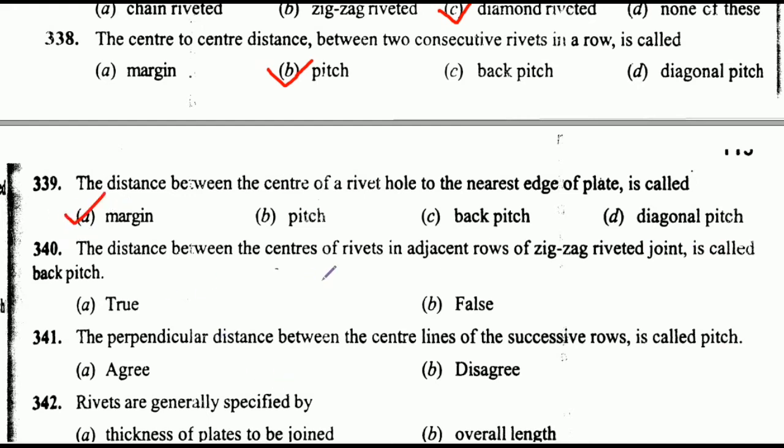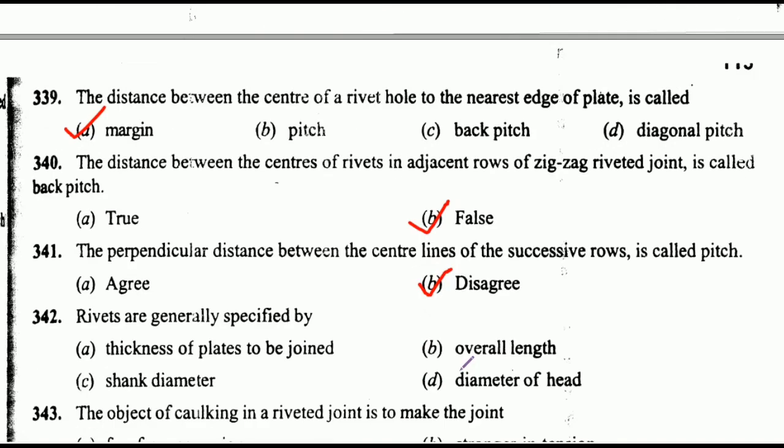The distance between centers of rivets in adjacent rows of zigzag riveted joint is called back pitch. Is it true or false? So here false. It is false friends. The statement is wrong. So here option B is the correct answer. Next is the perpendicular distance between the center lines of the successive rows is called pitch. Agree or disagree? So here option B is the correct answer, that is disagree.